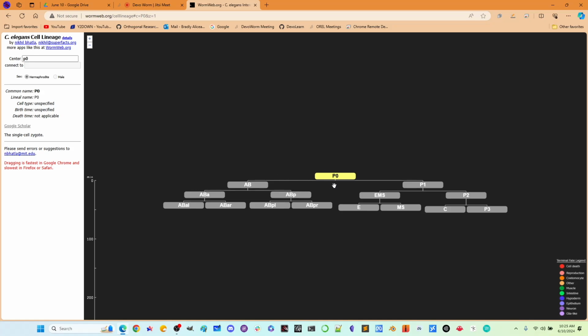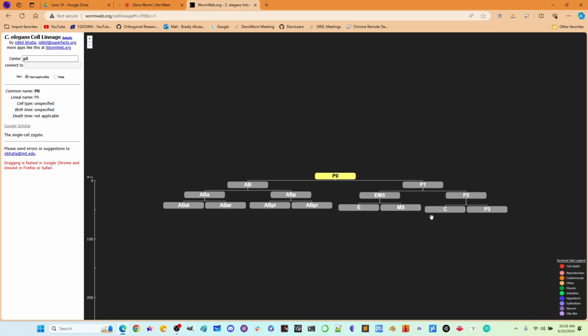This starts at the single-cell zygote, which is referred to as P0. This is the egg that gets fertilized, and because most C. elegans are hermaphrodites, this happens all in the same worm, so they fertilize their own eggs. It becomes a zygote that's a single cell. That zygote then divides into two cells, AB and P1, and that establishes the anterior-posterior polarity.